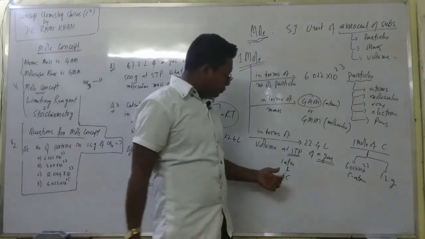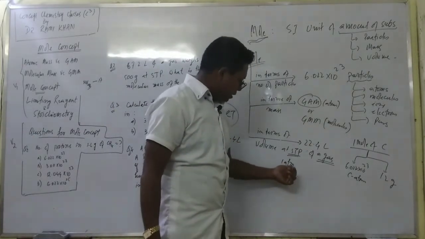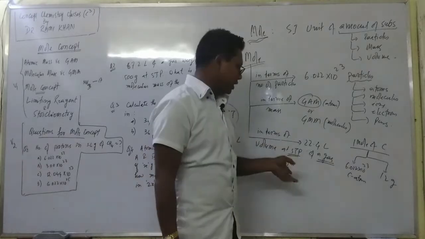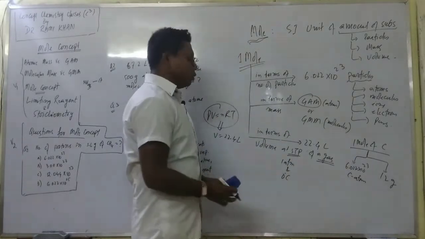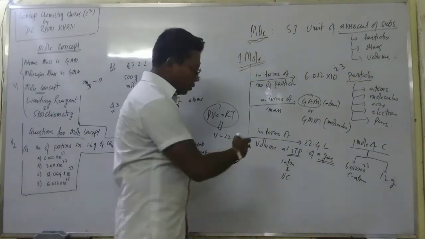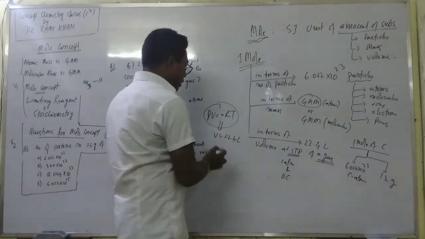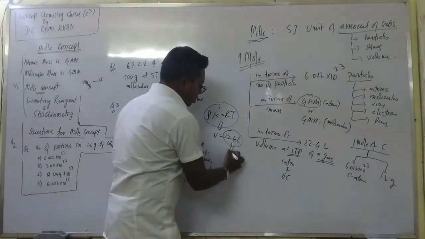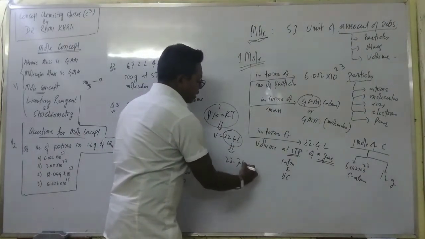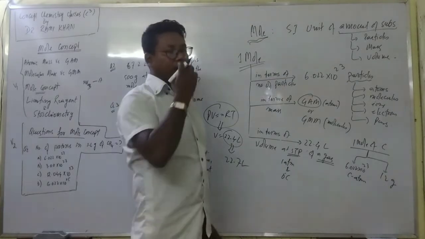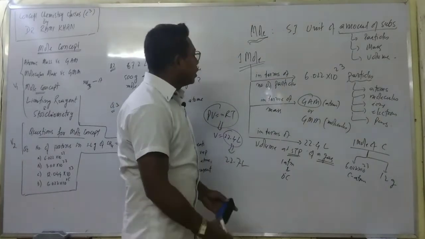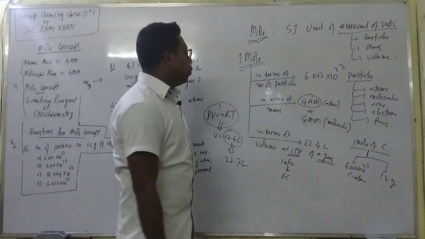Now if this 1 atm pressure, standard pressure, is changed into 1 bar, which is slightly lower than 1 atm pressure, this value comes out to be 22.7 liter. This is at 1 bar standard pressure. Now these are the definitions of 1 mole.